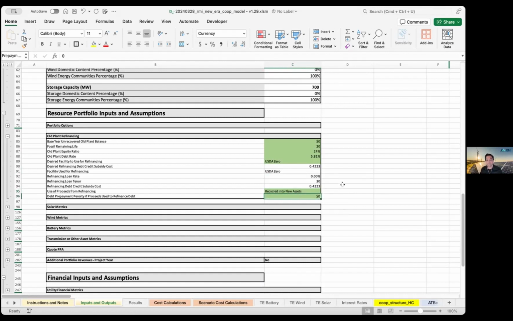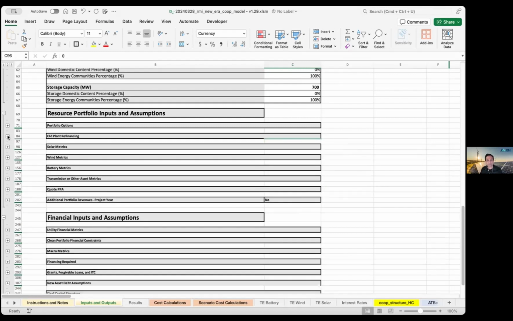And then if, however, you do use it to pay off actual old debt, we also have the option for you to select how much of a prepayment penalty there might have been for paying off early that debt that was encumbering your existing asset. So those are the basic choices you have to use New Era financing to address old plant debt and/or impacts on ratepayer costs.